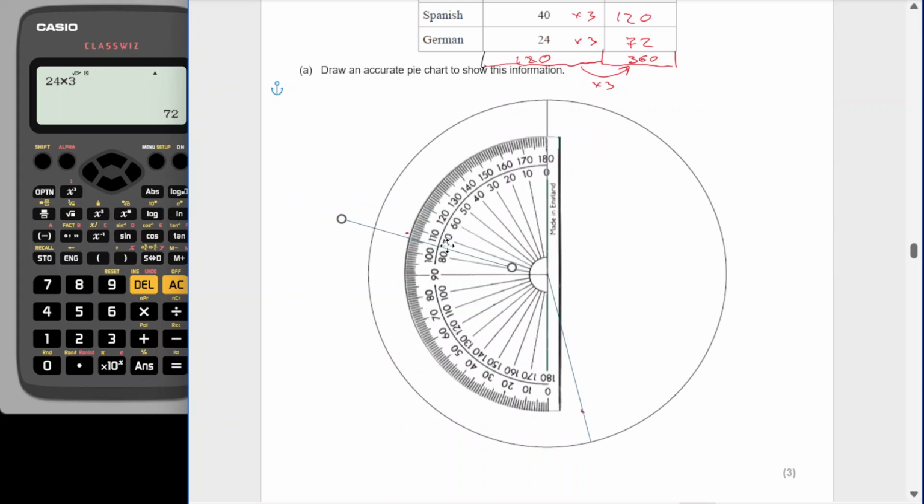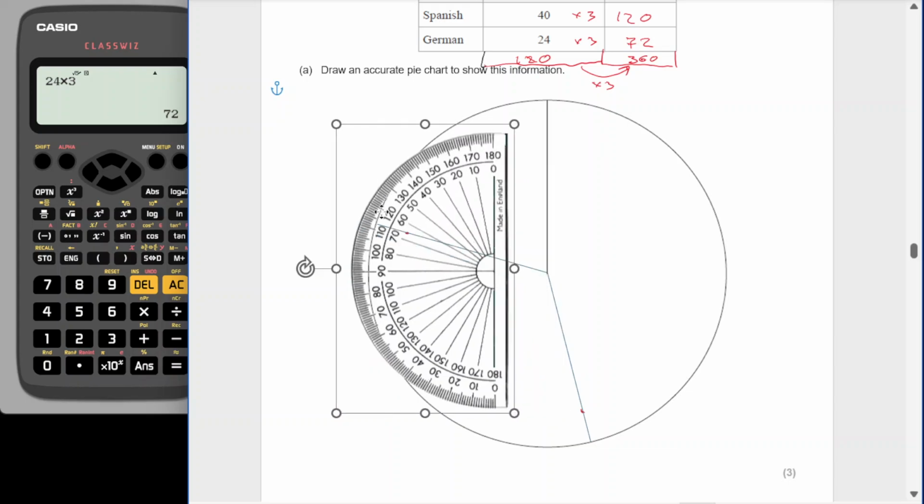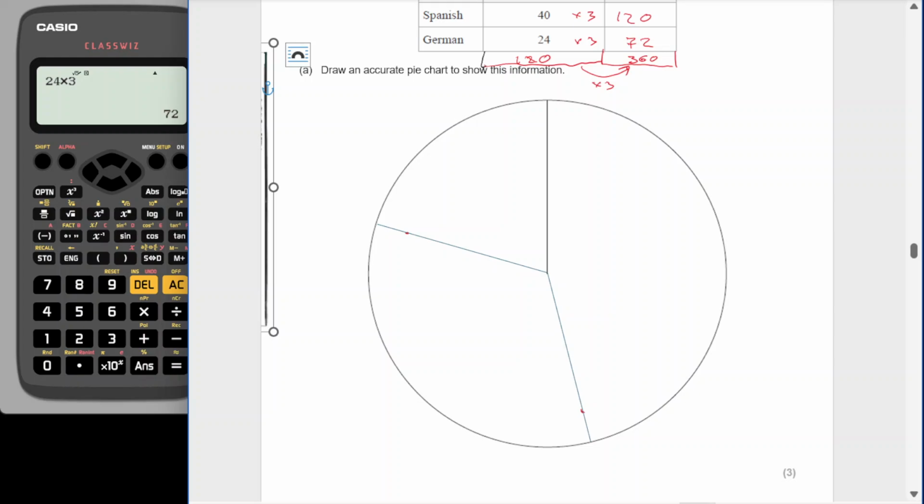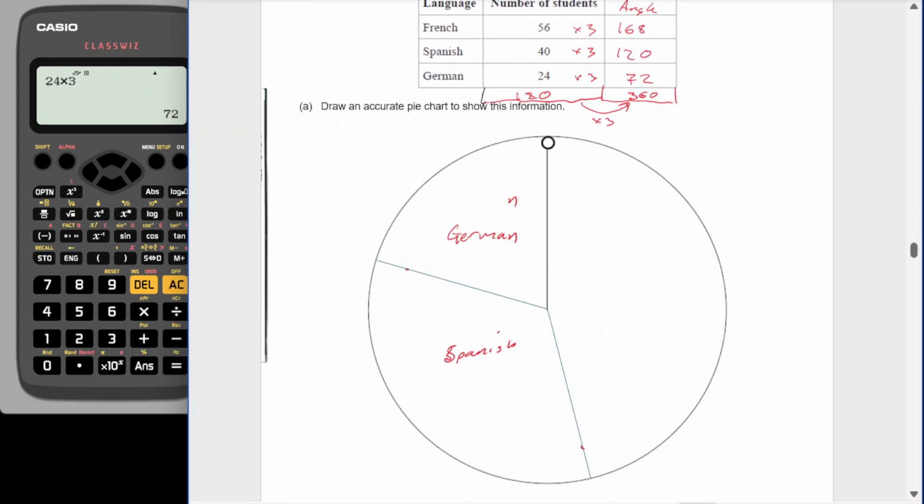Oops, I meant to move my protractor, not my line. There we go. Right, so the final stage then is to label my sectors. So I've got Spanish, German, and then the other one was French.